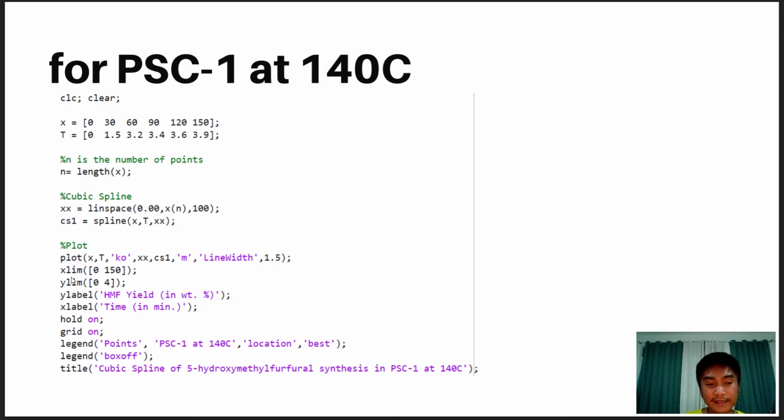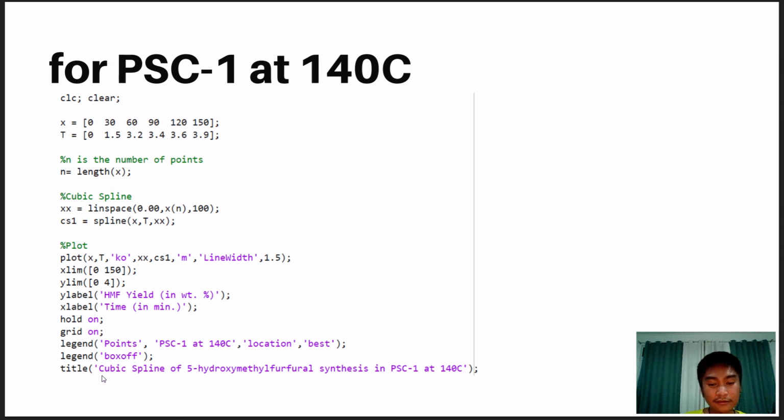For the x, the limit is from 0 to 150, so that we would be able to show on the x-axis the values from 0 to 150. And then the y limit is equivalent to 0 and 4, which corresponds here to the values of 0 to 3.9. The y label is indicated as HMF yield in weight percent, and the x label is time in minutes. So hold on, and then grid on, then points, then PSC1 at 140C, location, and then test. And the legend is boxed off.